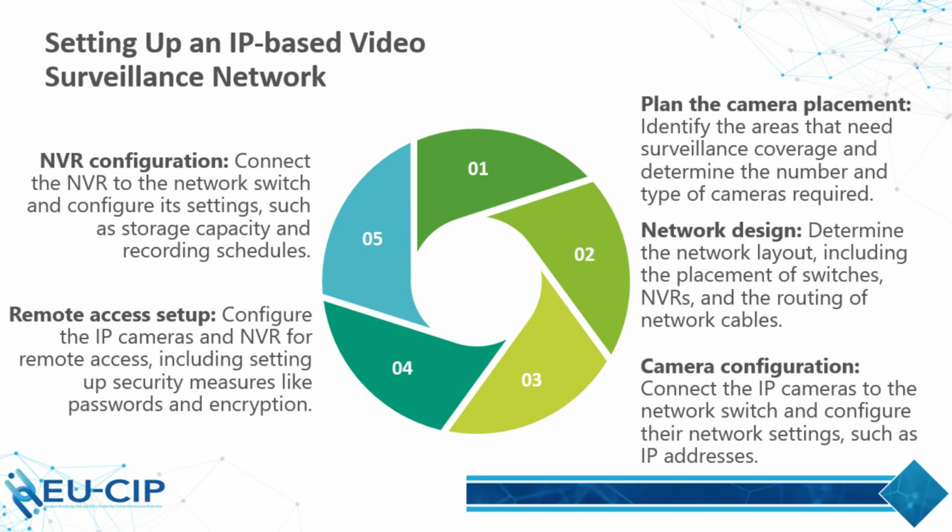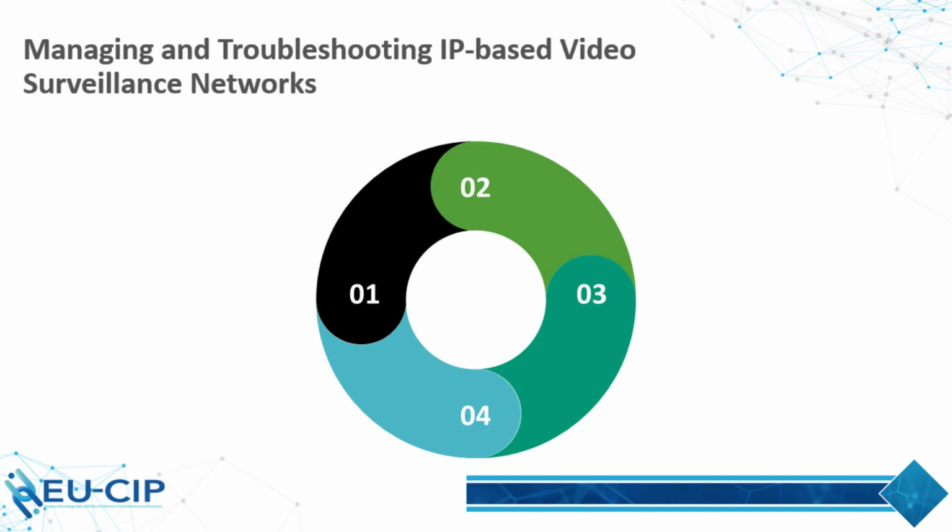NVR configuration. Connect the NVR to the network switch and configure its settings, such as storage capacity and recording schedules. Remote access setup. Configure the IP cameras and NVR for remote access, including setting up security measures like passwords and encryption. Managing and troubleshooting IP-based video surveillance networks involves the following activities.